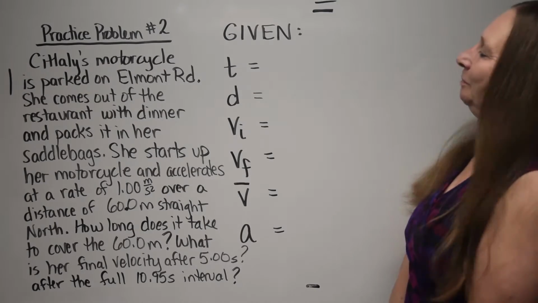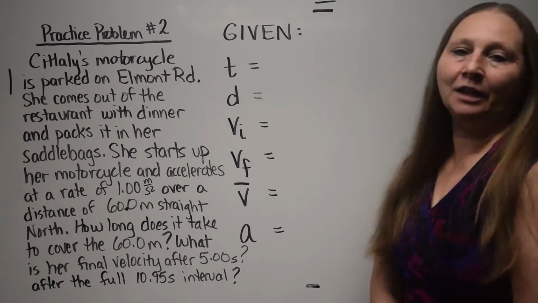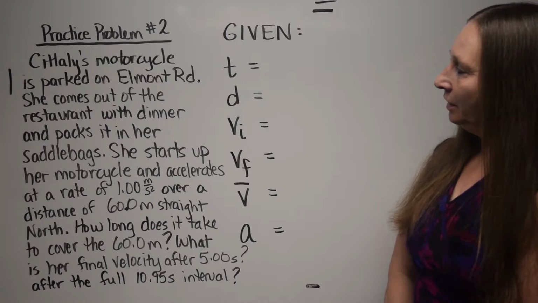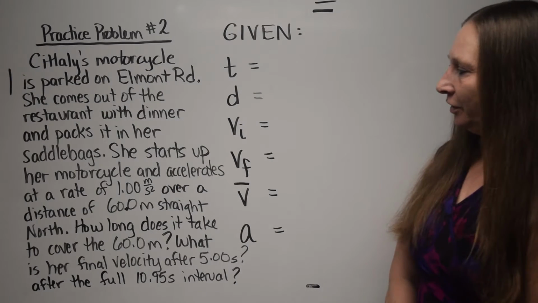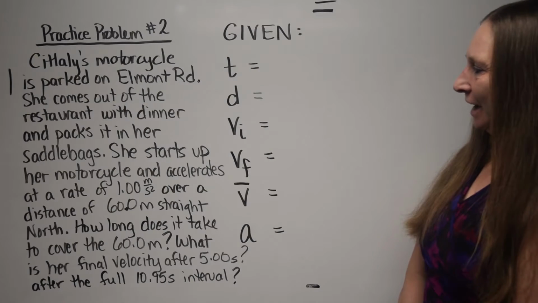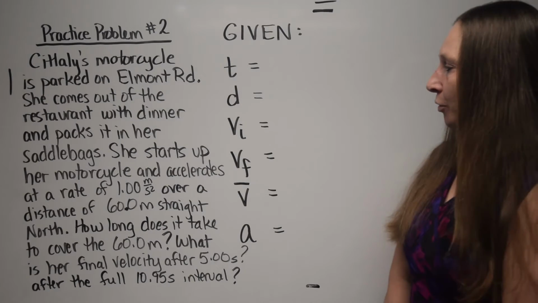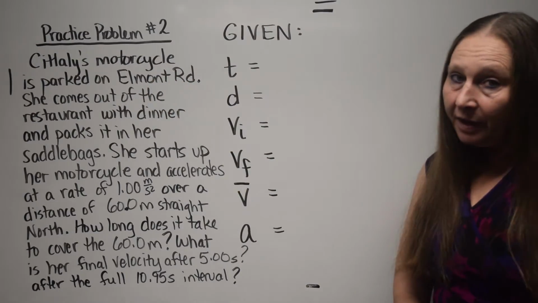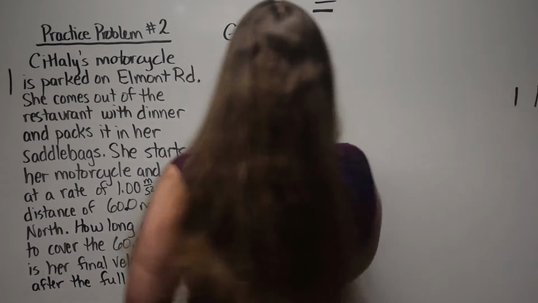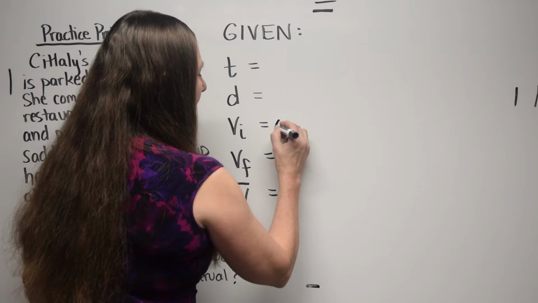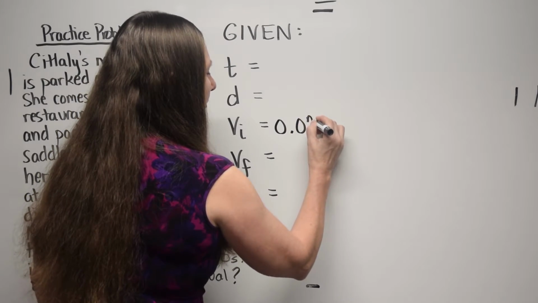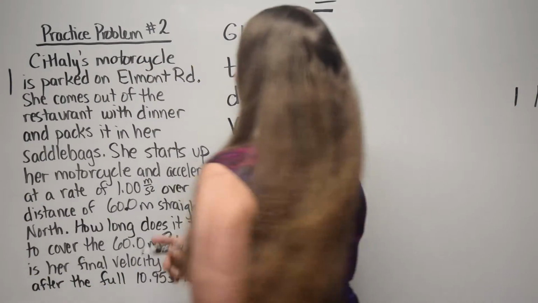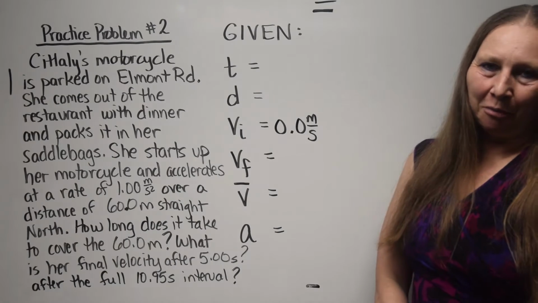Problem number 2. Citlali's motorcycle is parked on Elmont Road. She comes out of the restaurant with dinner and packs it in her saddlebags. She starts up her motorcycle. Now if the motorcycle is parked, then V initial must be 0. So we should put that right at the beginning. V initial is 0 meters per second. The motorcycle is starting from rest.